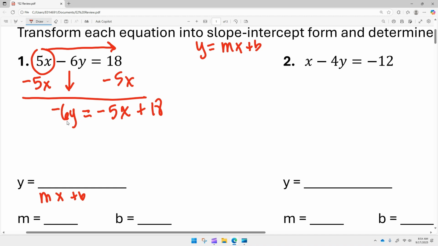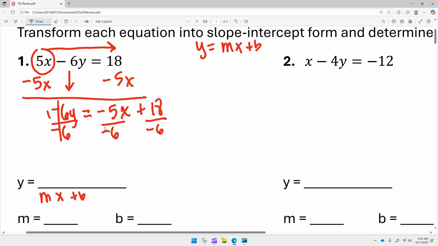So now I just have to break up that negative 6 with the y, so we are going to divide the negative 6y by negative 6. If I do it to that term, I need to do it to every term in our equation. So now this negative 6 divided by 6 becomes 1. So then I'm just left with the y that we have here.